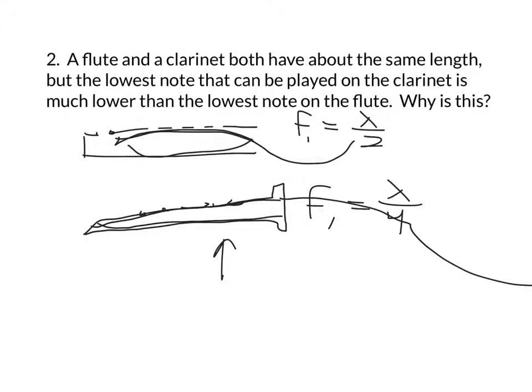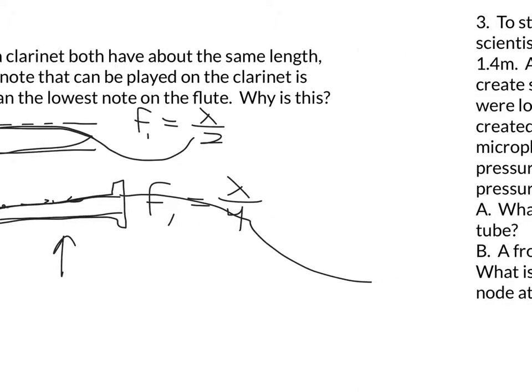So the clarinet, if it were exactly the same length as the flute, would be able to play almost twice as low as the flute. Or, yeah, if it were exactly, it would be exactly twice as low. Or twice as large a wave.